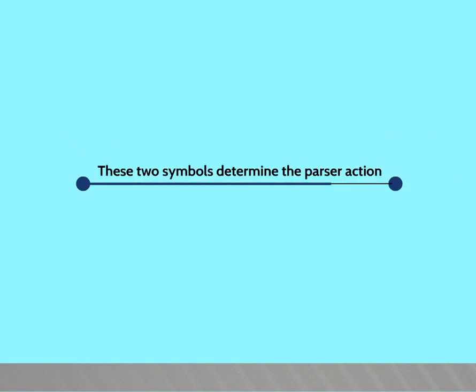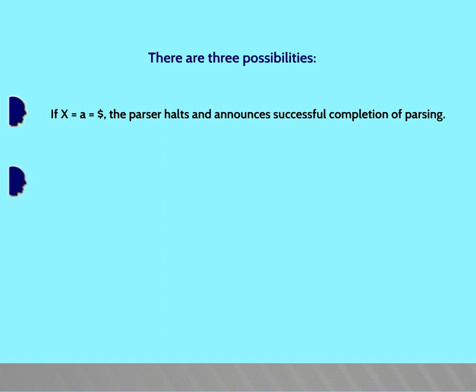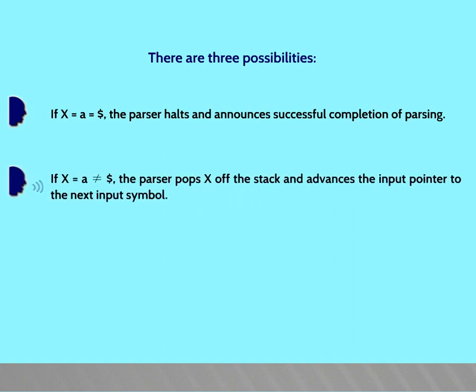These two symbols determine the parser action. There are three possibilities. If X = a = $, the parser halts and announces successful completion of parsing. If X = a ≠ $, the parser pops X off the stack and advances the input pointer to the next input symbol.